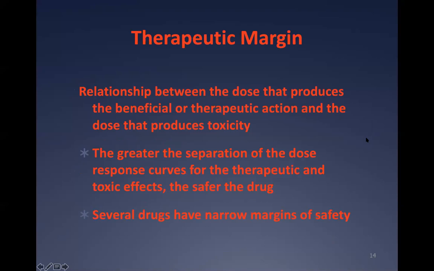But again, as I said with the therapeutic index, in the ideal world, we would want the greatest separation between the dose response curves for the therapeutic and toxic effects. So ideally, if we have a therapeutic margin of like 100, that's wonderful. If we have a therapeutic margin of 4, what we're going to see is those dose response curves are very close to each other, which means it would not take very, very much change in dosage to get effects. And a lot of times these drugs where the therapeutic margin is very low, we will refer to as drugs having a narrow margin of safety. That's the term that we see a lot of time, and we prefer that these drugs not have it.